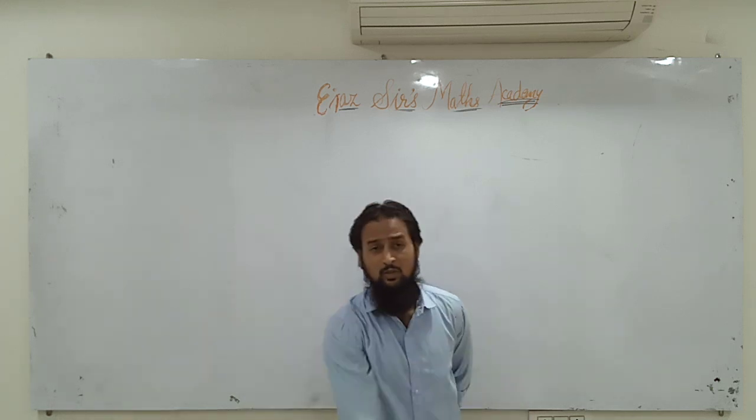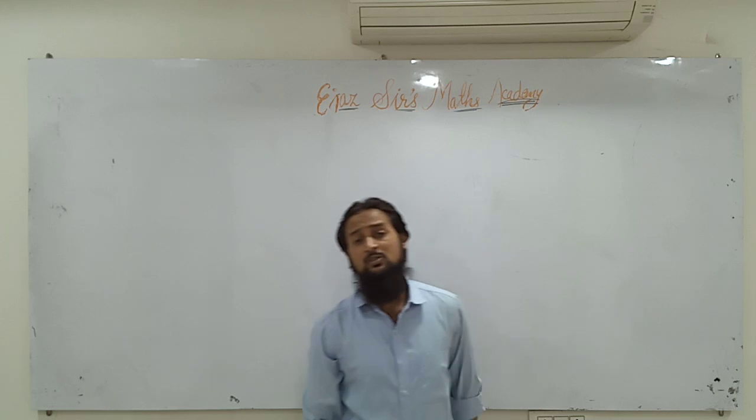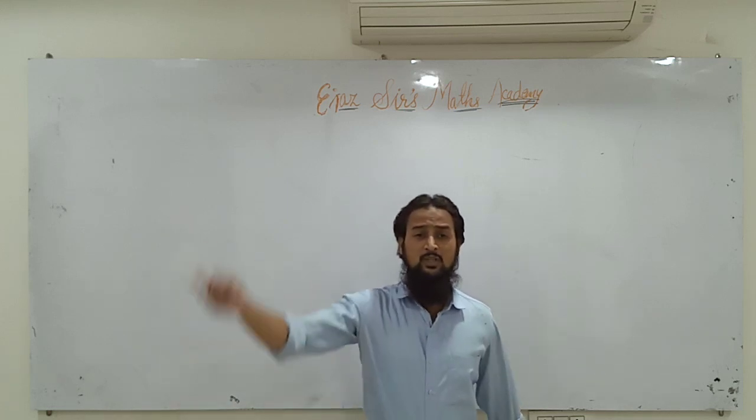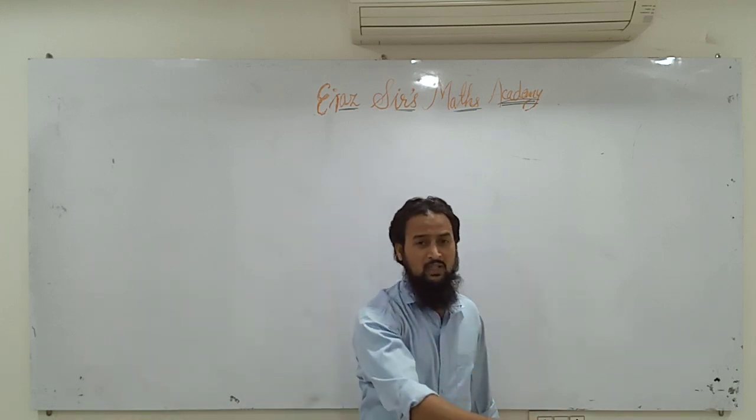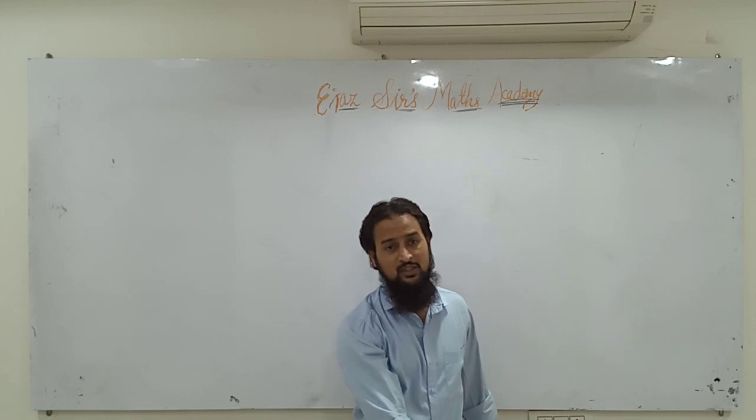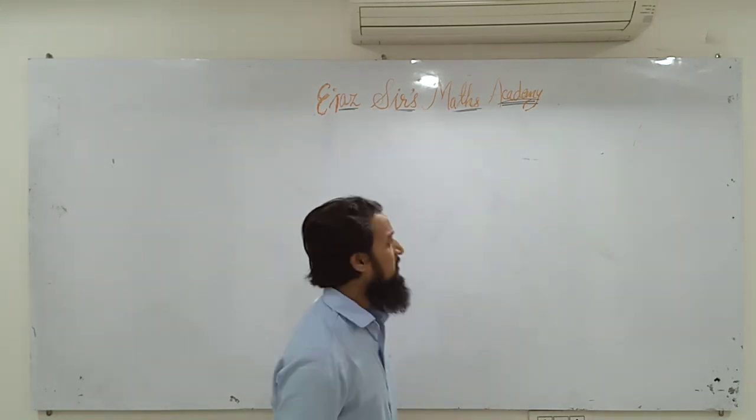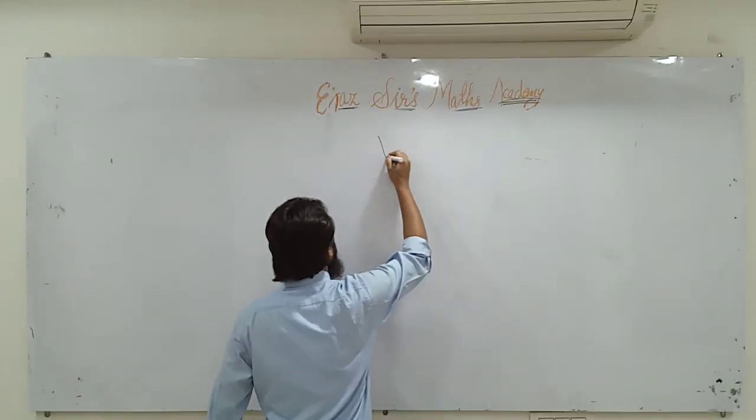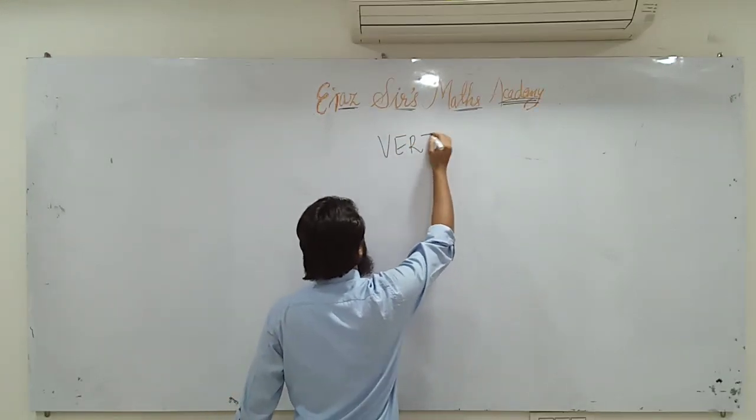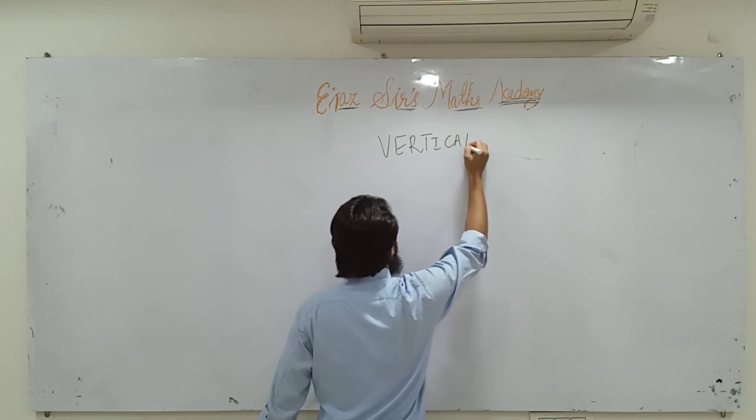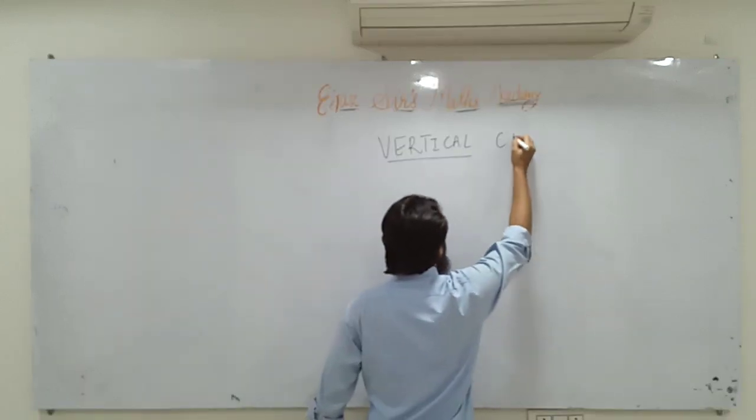Remember, vertical circular motion is non-uniform circular motion, because if an object comes down it will be pulled by the gravitational force, its velocity will increase, and when it goes up its velocity will decrease. So let us now start vertical circular motion. Our today's topic is vertical circular motion.